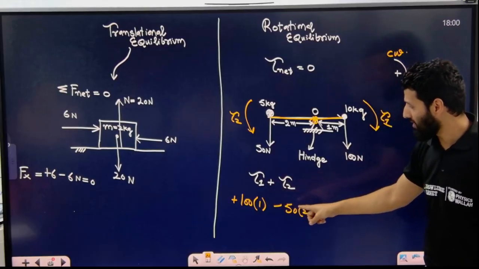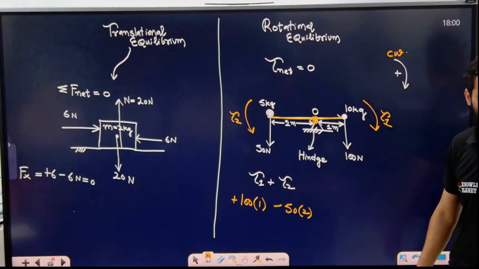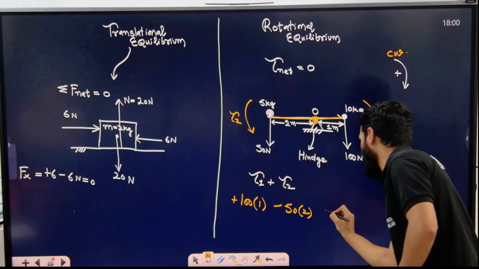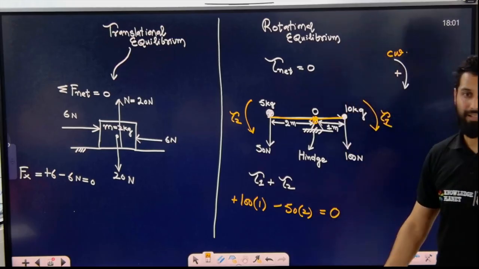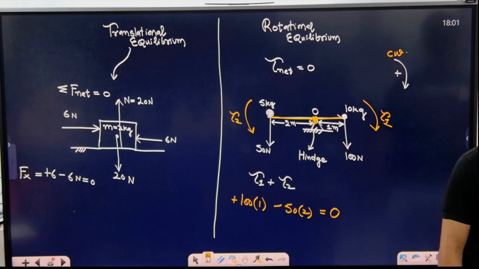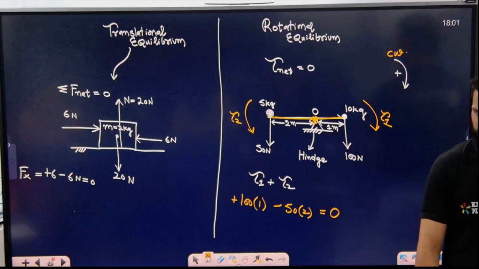Because this is also 100 newton meter. Are you getting my point? So what is the net torque? Net torque is zero. Such a condition we call rotational equilibrium. Do you understand? Yes, sir. Is it clear?